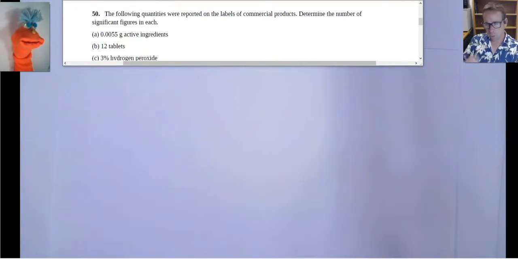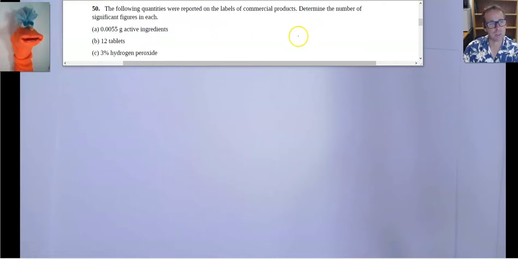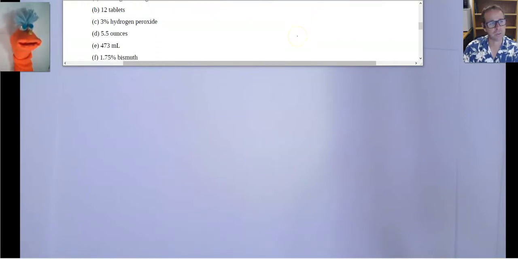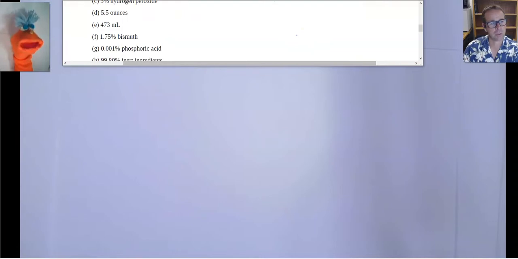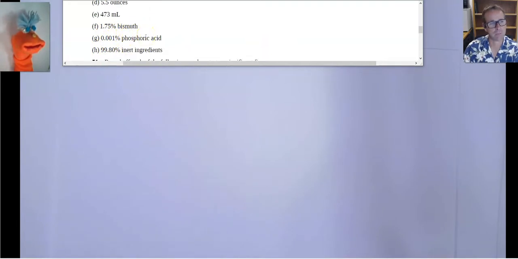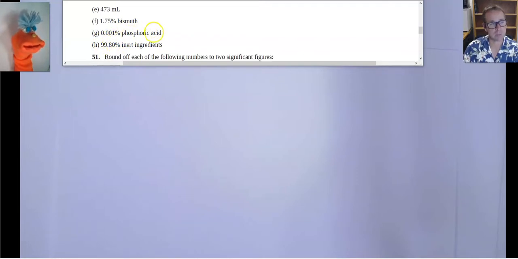What number are we on? Number 50. All right, number 50. The following quantities were reported on the labels of products. Determine the number of significant figures. Oh, that's just the same thing then, right? That's right. 2, A is 2, B is 2, C, is that more than 1? Nope, C is just 1. Very good. 2, 3, 3, what's G? That is just 1, right? 1 significant figure. Okay, and then 3 or 4? That's 4. That 0 again is there because somebody is trying to express significant figures.